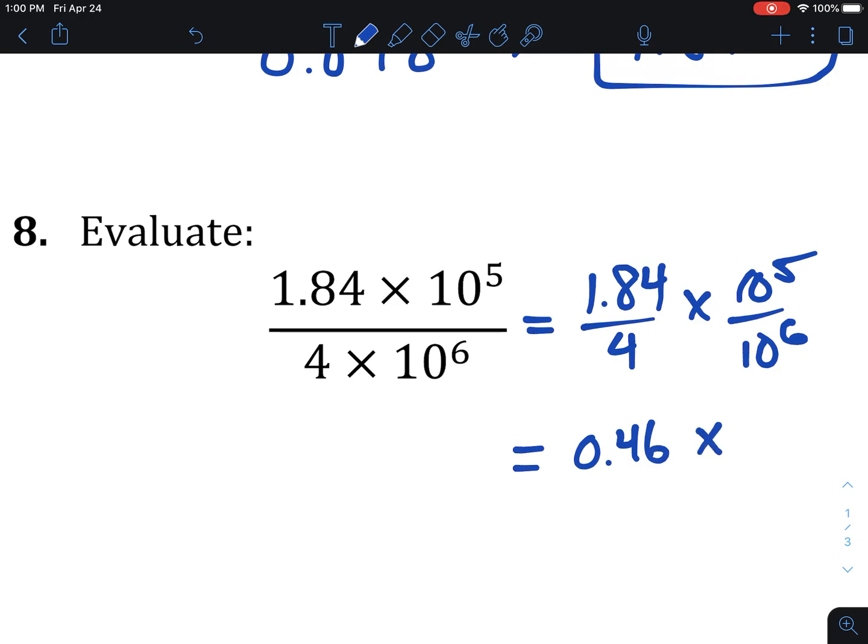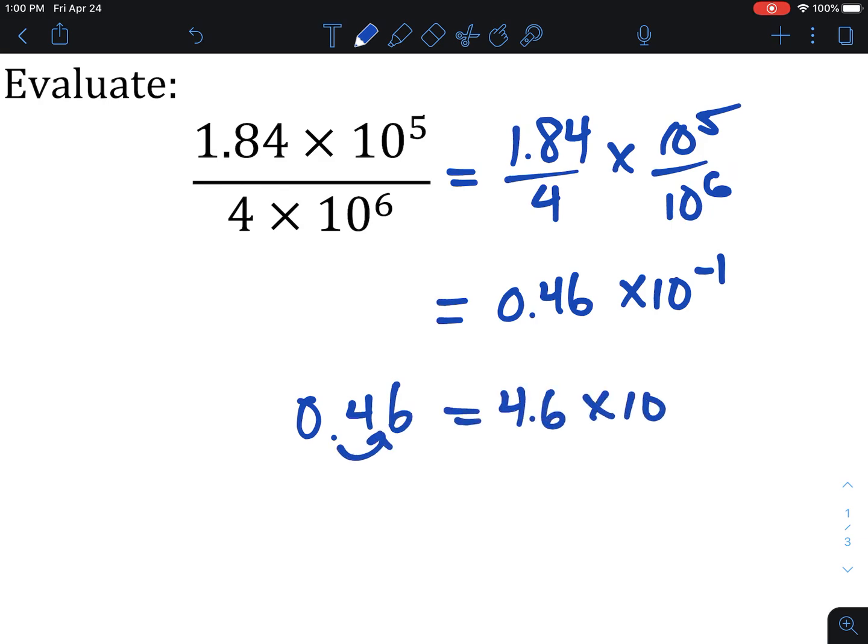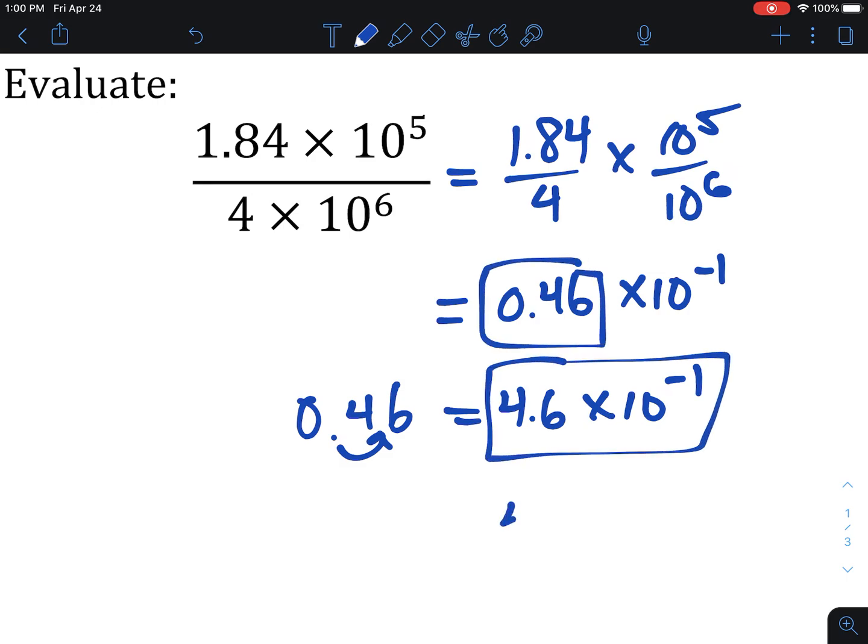And then 10 to the 5th divided by 10 to the 6th is actually a little bit tricky. That's 10 to the negative first because you got to subtract the exponents. 5 minus 6 is negative 1. This, again, is not scientific because 0.46 is too small. It's less than 1. So if we take 0.46, well, we move the decimal one time in, that would be 4.6 times 10 to the negative 1 because you have to do one more move in, and it's a small decimal, so it's negative.